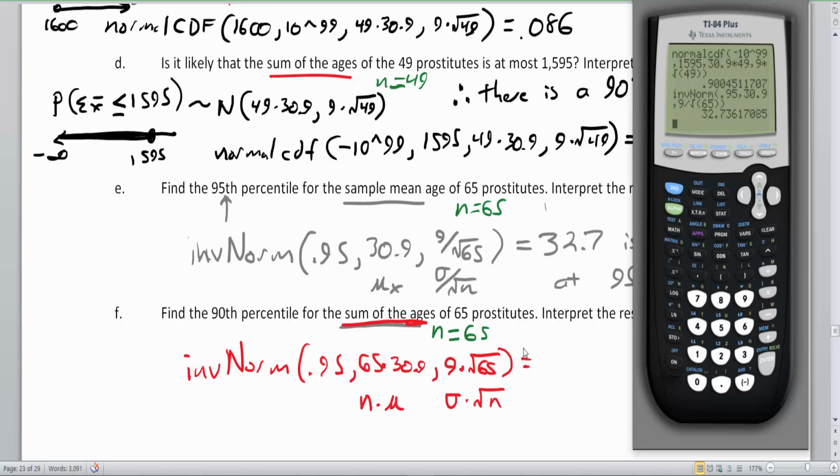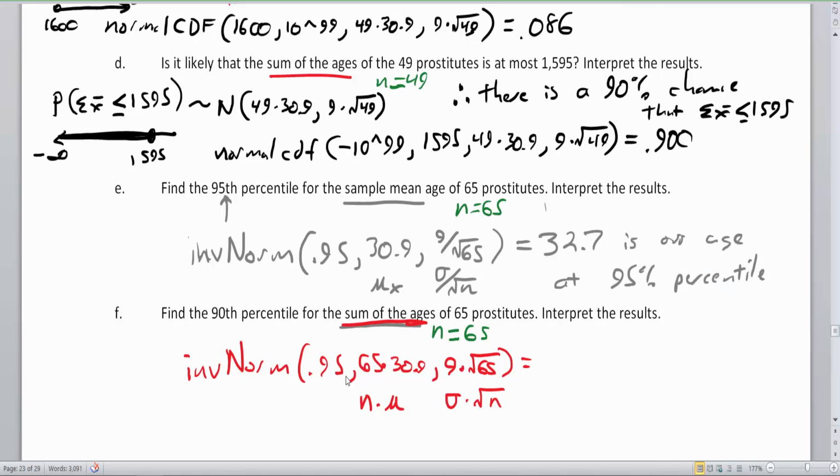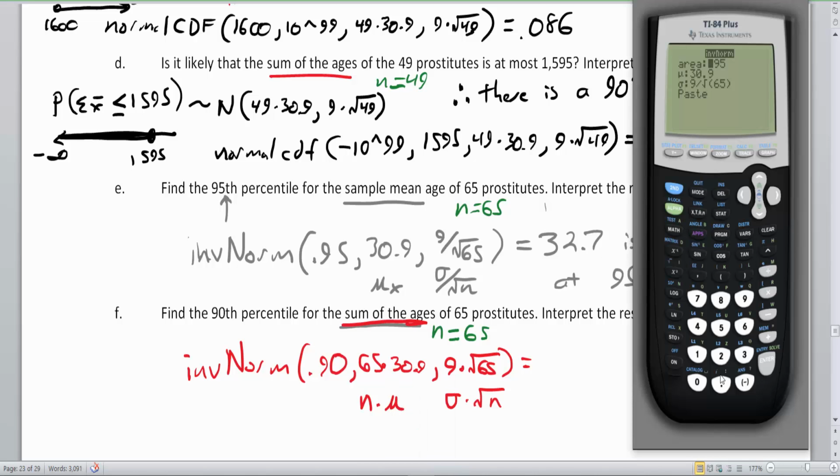All right, so we're going to go second, and we're going to go to vars, and we're going to go down to inverse norm. And our point, I wrote 0.90. Gosh darn it. Some of you noticed that right away, and you couldn't say anything. You just yell at the YouTube screen. It's 0.90. Read your own problem. All right, so there's 0.90.